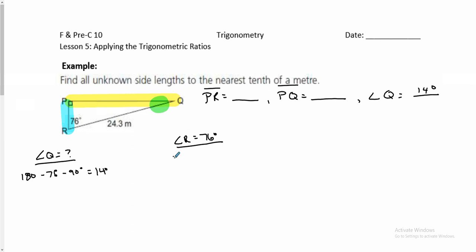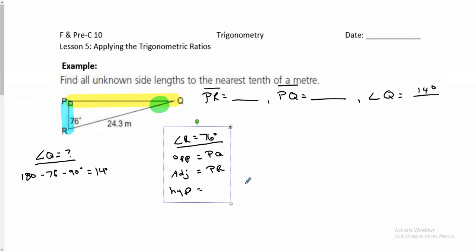I don't know my opposite. That is my PQ. My adjacent is my PR. And my hypotenuse is equal to 24.3. So using this, what we're going to do is use our cosine and our sine in order to not use any of our calculated values.